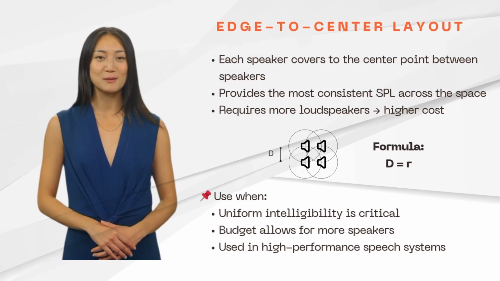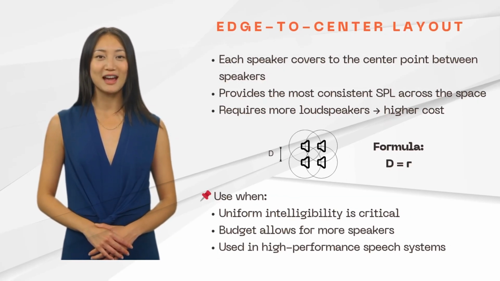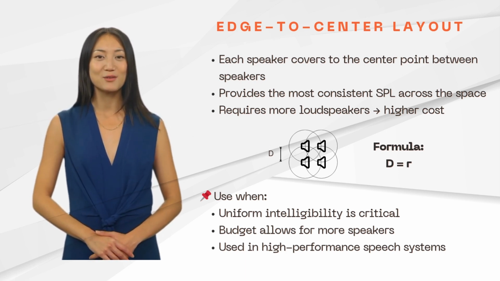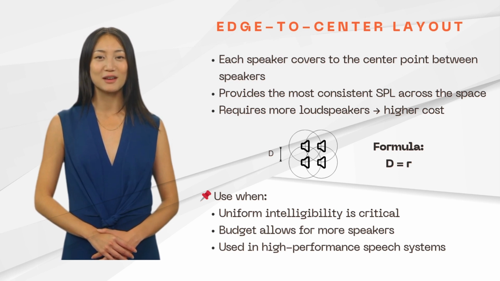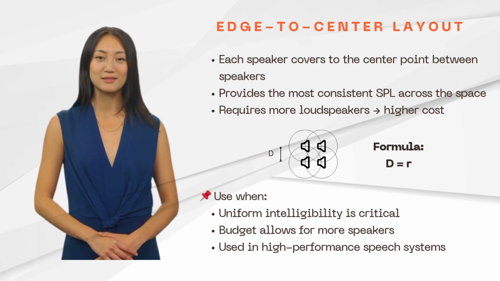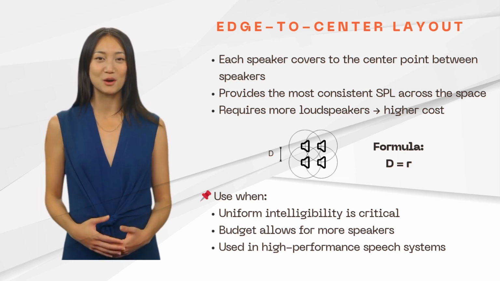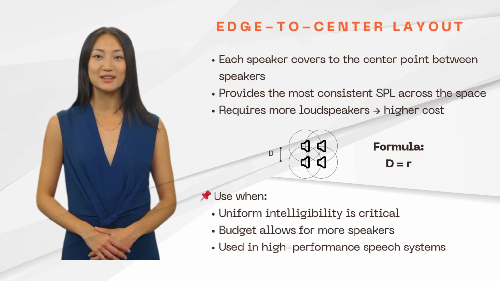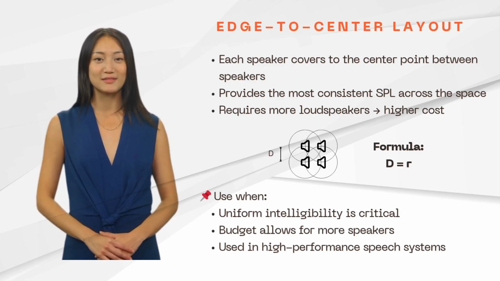Edge-to-center layout offers the most uniform sound coverage. Each loudspeaker's coverage reaches just to the midpoint between neighboring speakers. This reduces gaps and helps maintain clear, even volume across the entire room. It's ideal when speech intelligibility is critical, like in conference rooms or classrooms. The trade-off is cost. Since spacing is tighter, you'll need more loudspeakers to cover the same area.